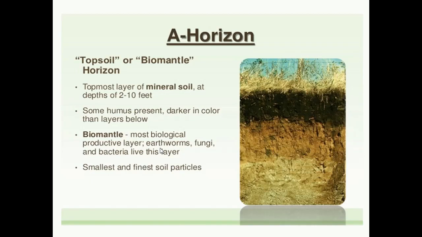A rich amount of humus is present in the O horizon, and some humus is present in this layer. In the picture, we can observe the dark colored layer, which is the A horizon. Biomantle consists of biological materials that form a biological protective layer.